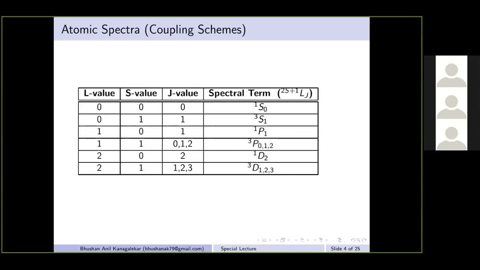Likewise, I have written for all the spectral terms. We have to do capital L minus S to capital L plus S, and for that particular L value we have to write either S, P or D, and then we write the J values at the bottom.